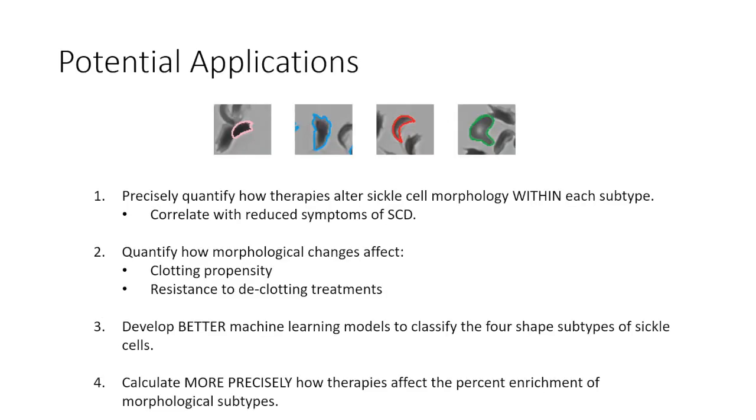Some potential applications of Shape Genie include precisely quantifying how therapies alter sickle cell morphology within each cell shape subtype. Shape Genie could also be used to quantify how morphological changes affect clotting propensity and resistance to declotting treatments. Our results can lead to the development of better machine learning models to classify the 4 shape subtypes of sickle cells that we have identified. Finally, Shape Genie could be applied to calculate more precisely how therapies affect the percent enrichment of morphological subtypes.